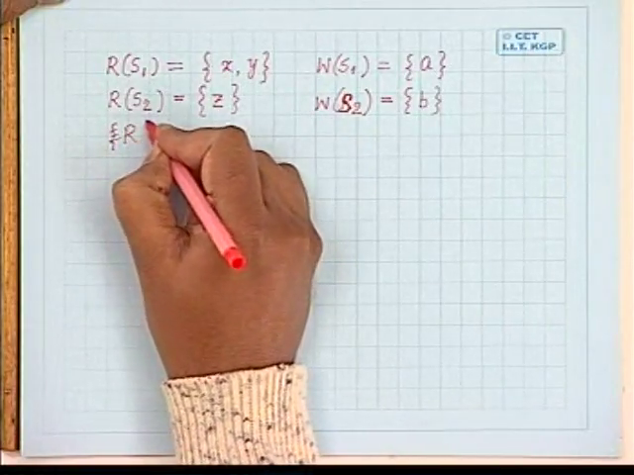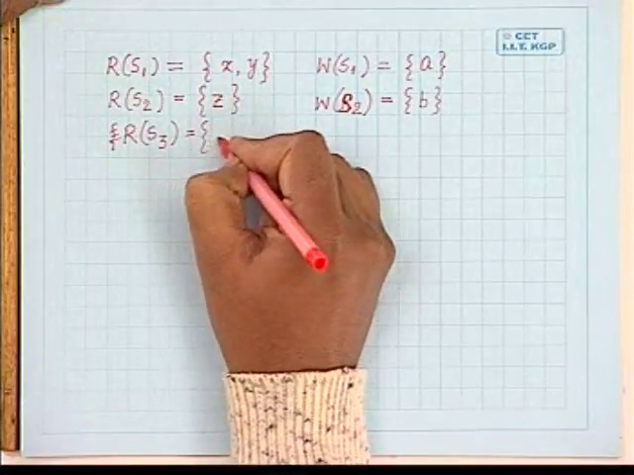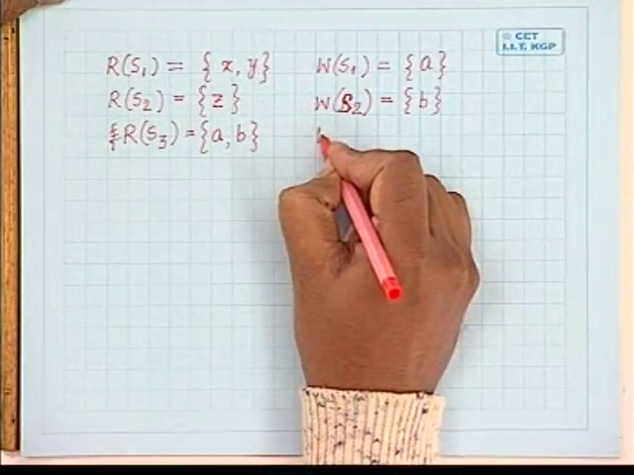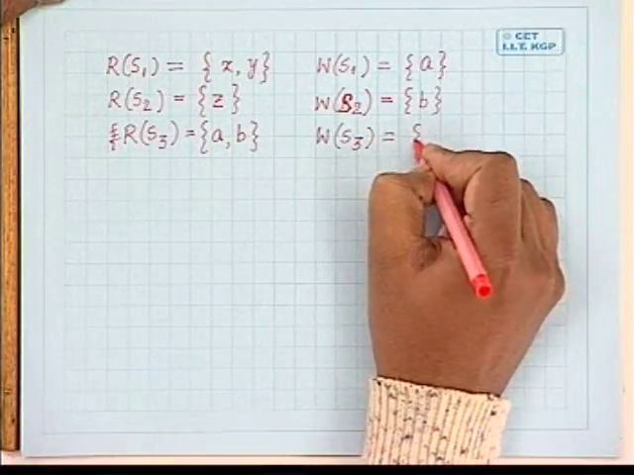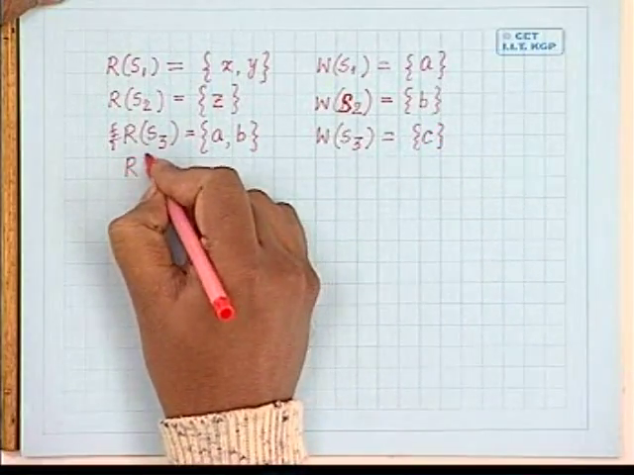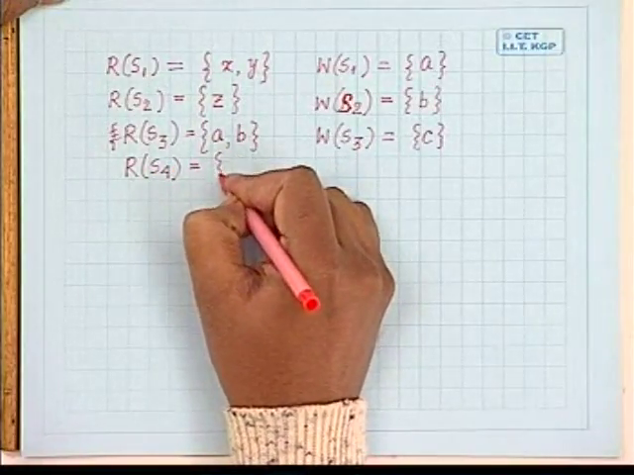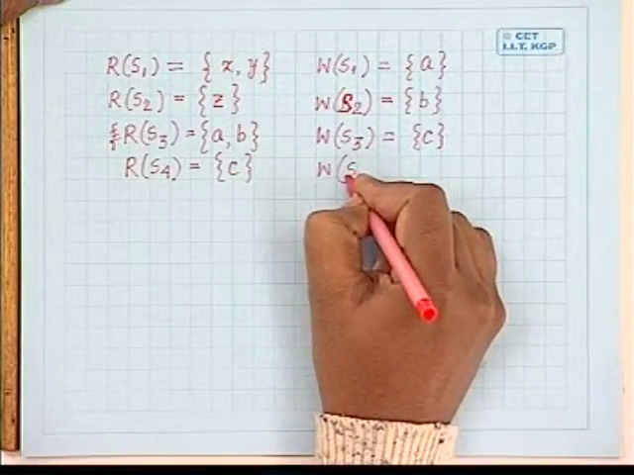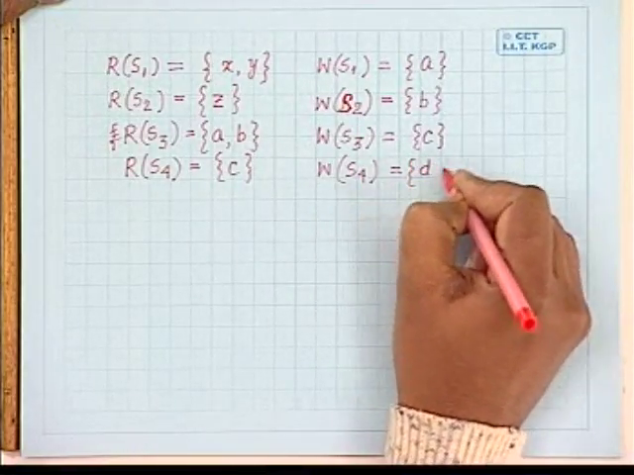Read set of S3, A and B. Write set of S3 is the variable C. Read set of S4 is variable C, and write set of S4 is the variable D.